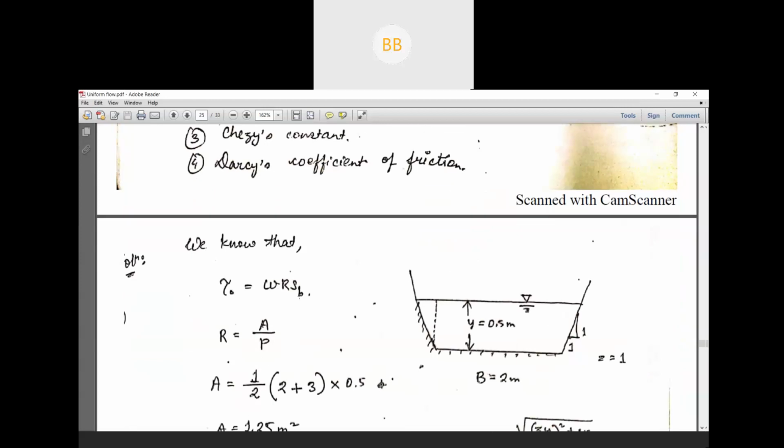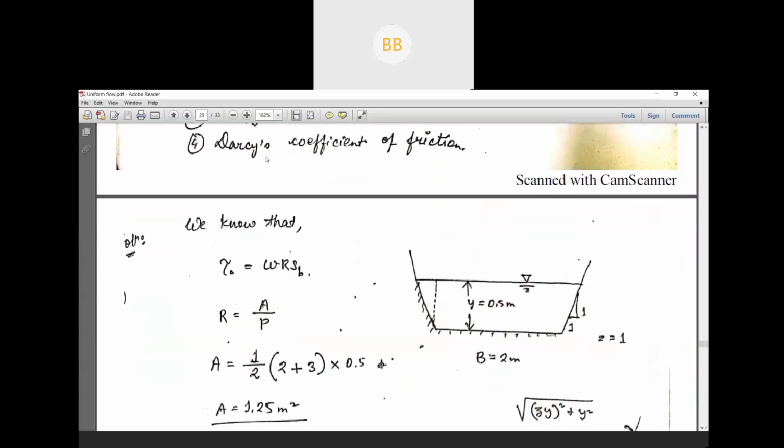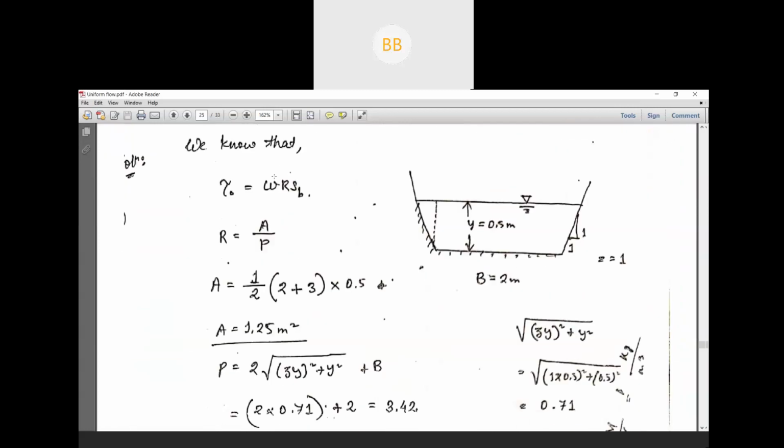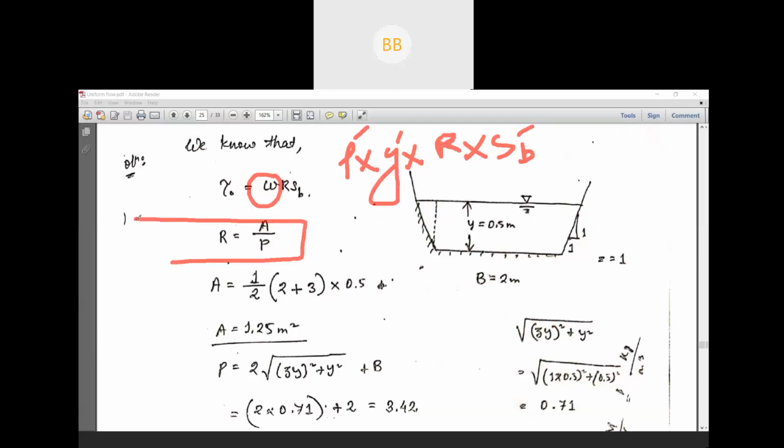First you find out the shear stress. Shear stress is nothing but specific weight multiplied by R into bed slope. Specific weight is rho into g, then R into slope. Slope is given, g we know, density also we know. Then we need to find out the R value first. R is nothing but area by wetted perimeter. These things you already know. Area of a trapezoidal channel, see if you are getting the same, 1.25 meter square.